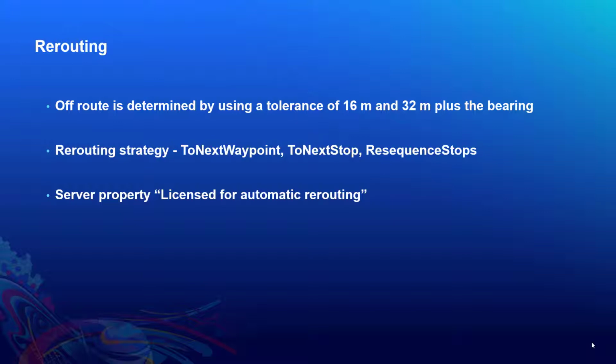When rerouting, we actually support 3 different strategies. That's to next waypoint, to next stop, or resequence stops. In each case, these strategies just define what stops or waypoints can be dropped or how they can be manipulated. But just to be clear, it is doing a full resolve, not just up to the next particular stop. Note, if using a service, you also must set the license for automatic rerouting option on the service. This allows the route tracker to call the service when rerouting is needed.